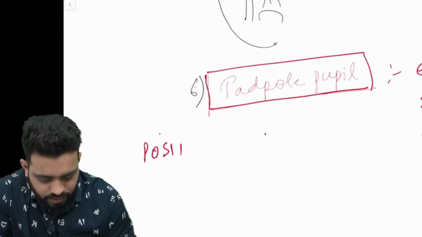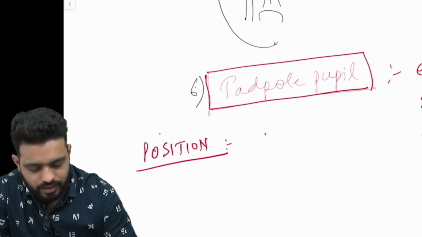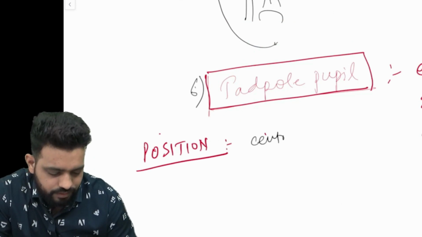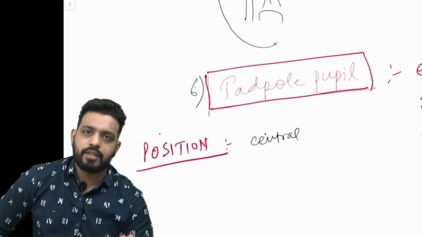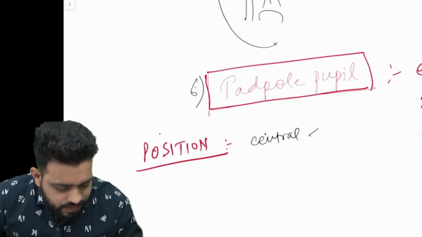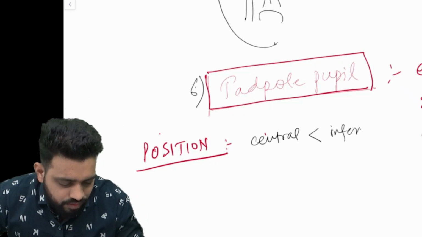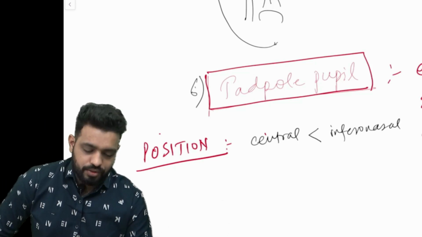Position of the pupil. Not the shape, position. Yes, it should be central, ideally. But remember, in the body nothing is ideal. The perfect position of the pupil is slightly inferonasal in all cases. It is the normal position of the pupil.